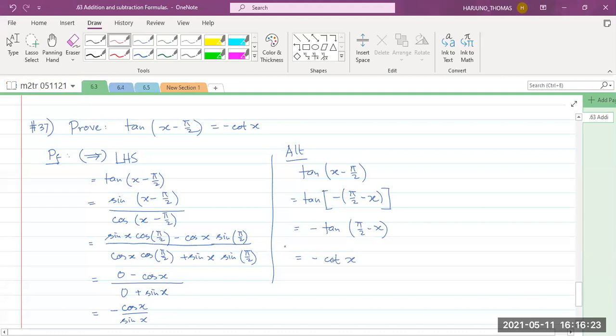What I use there is actually the basic identity in the third group. Actually, no, the third group, this is the one. This is the second identity, where tangent of pi over 2 minus x equals cotangent x. That's what I use there. So this is what we have on the right-hand side. That's the end of the proof.